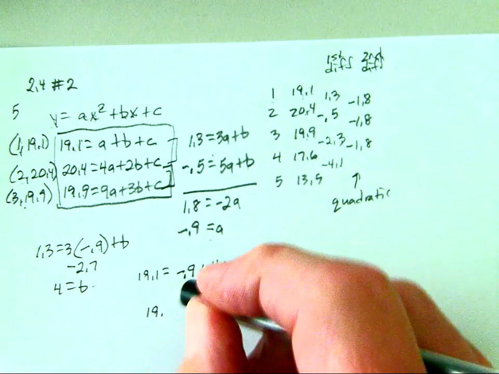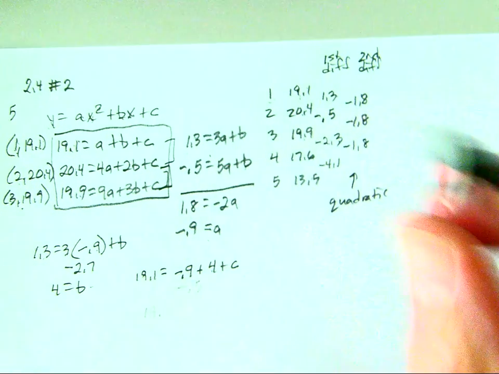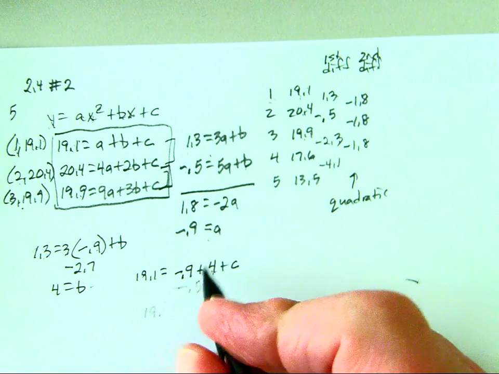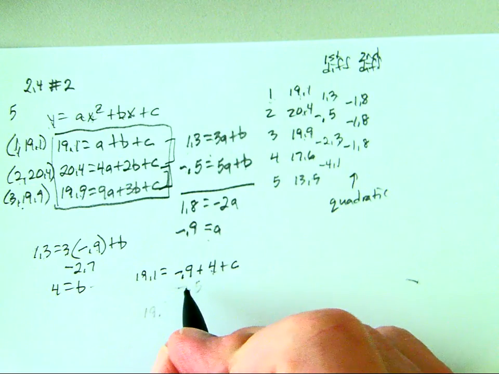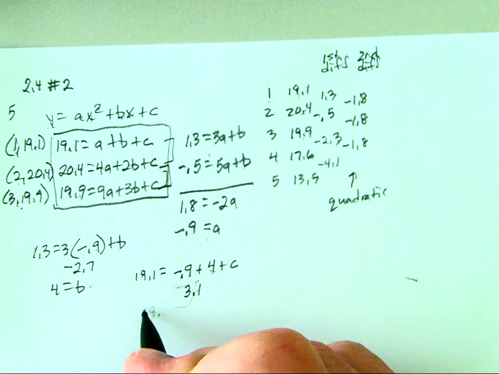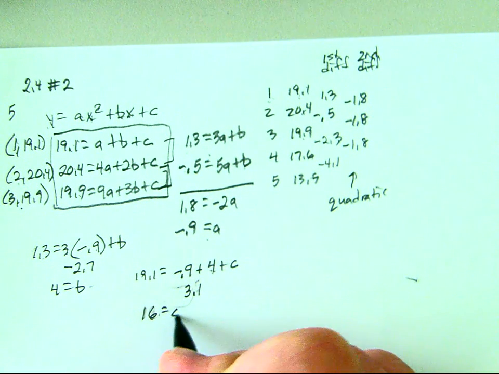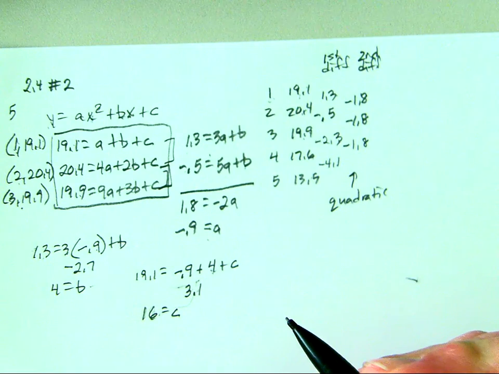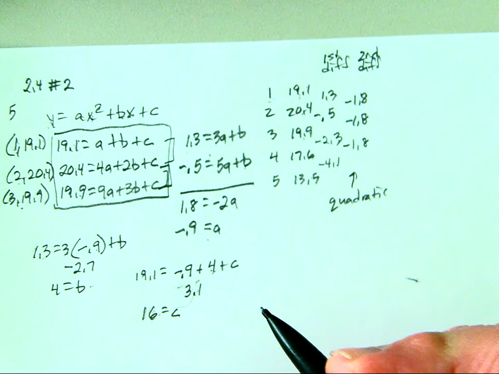I'm sorry, I didn't add that correctly, excuse me. If I add those, I forgot this is not a decimal. So that's 4 and a negative 0.9 is 3.1. So if I subtract 3.1 from the other side, I get 16 for C. So now we found A, B, and C.